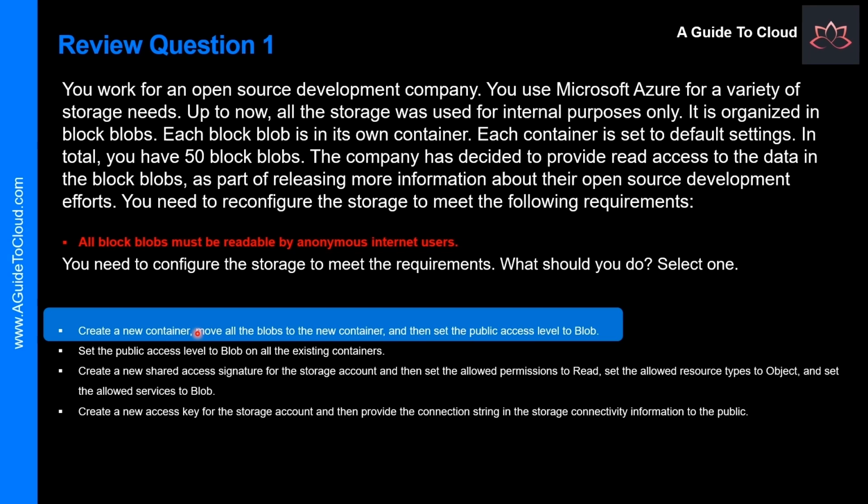In this scenario, you need to reconfigure 50 containers. While you can do that, it goes against the requirement to reduce the administrative overhead of future access changes. A shared access signature could work here, but not with the settings outlined in the answer choice. In this scenario, you should create a new container, move the existing blobs, and then set the public access level to blob. In the future, when access changes are required, you can configure the single container, which would contain all blobs.